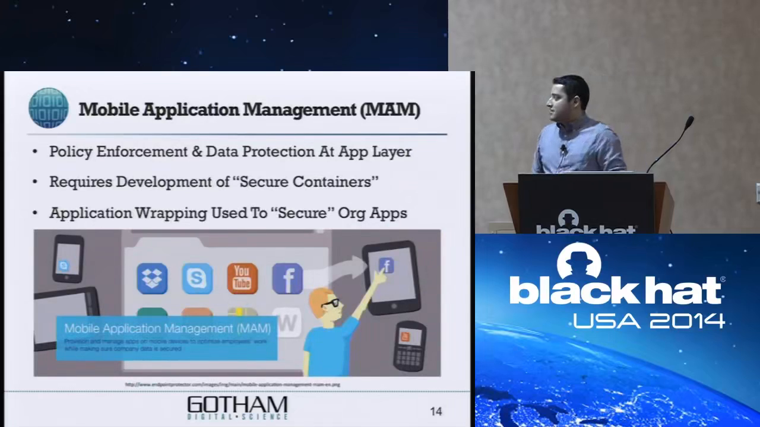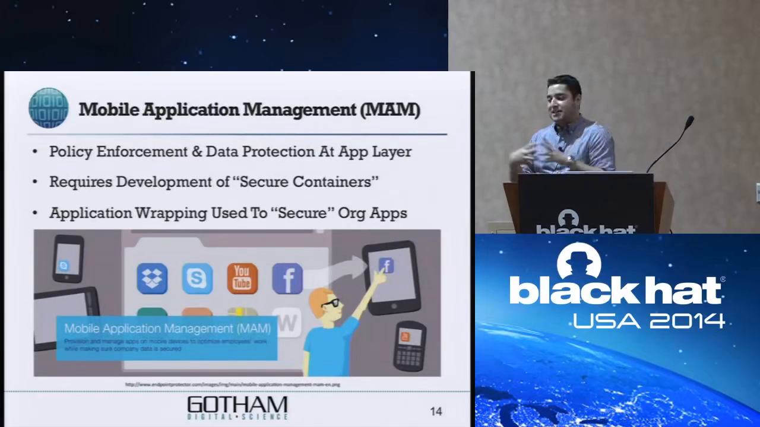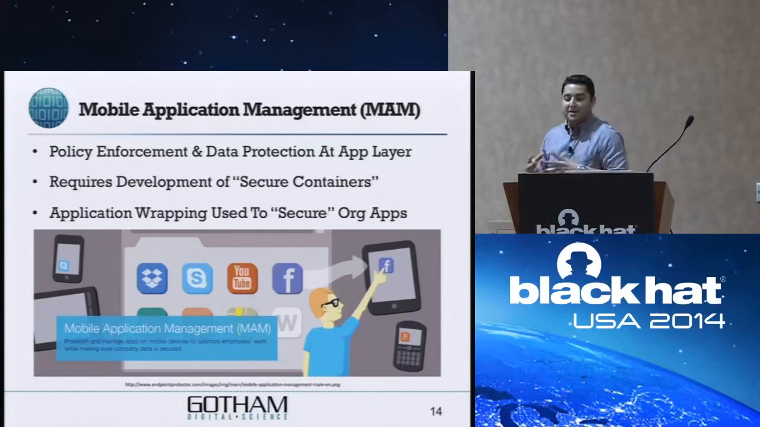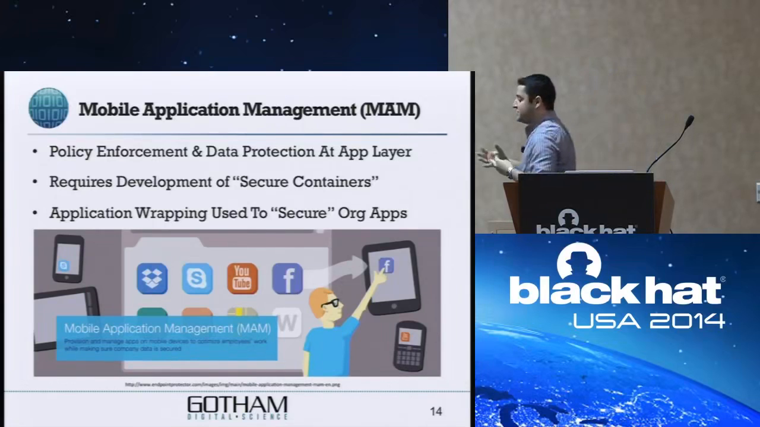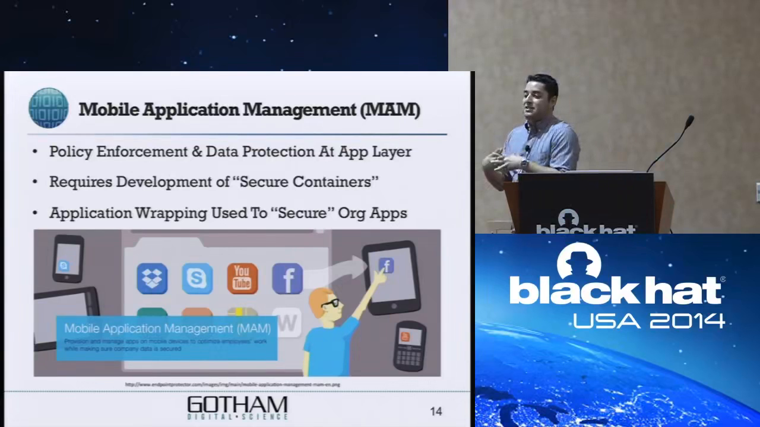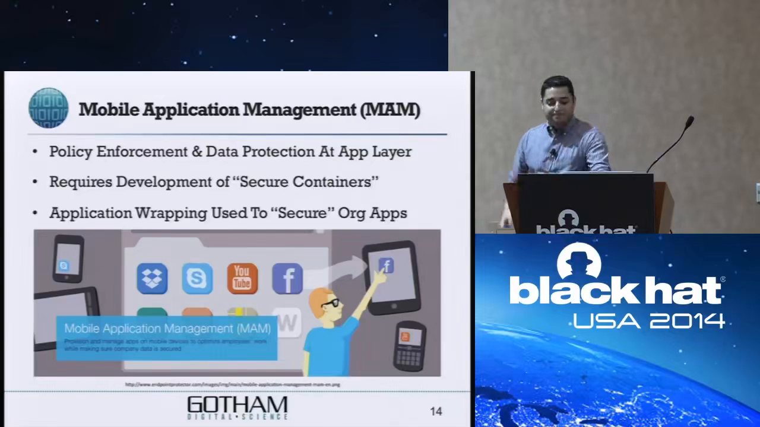So where does MAM come in? MAM, as I mentioned earlier, is protection at the app layer, but it requires development of secure containers, which could be a little tricky and complex. It leverages a technology we'll call application wrapping, where you have existing applications and want to add security to these existing mobile apps. That's what app wrapping is.